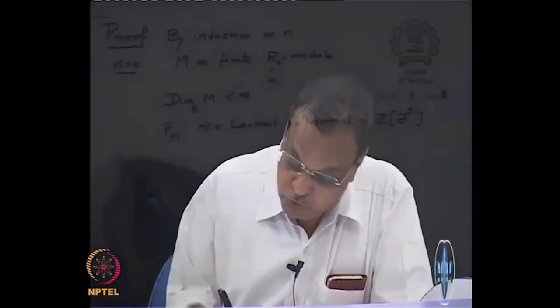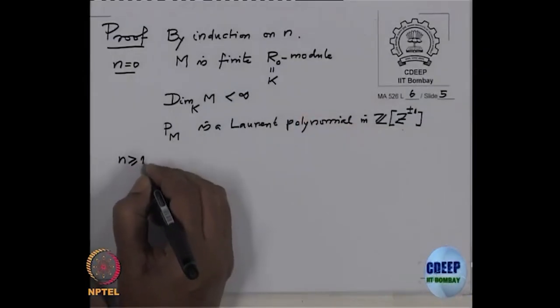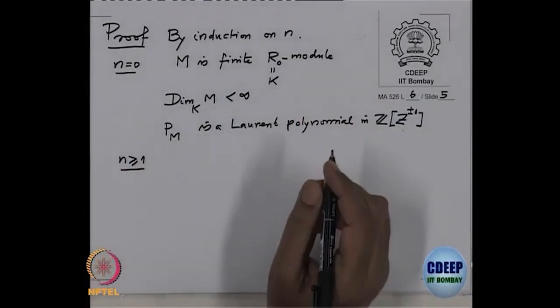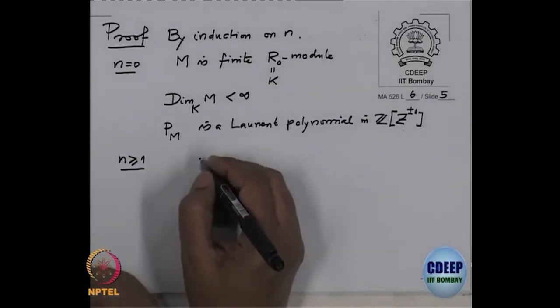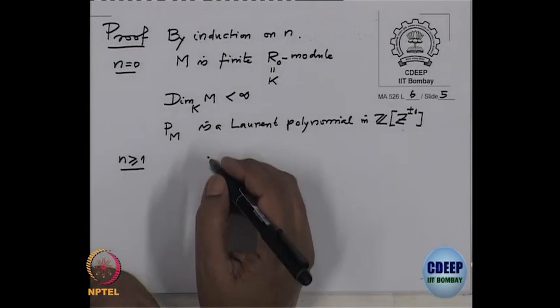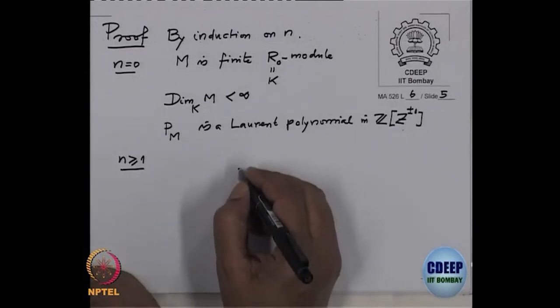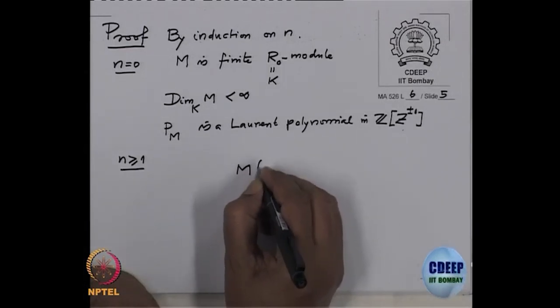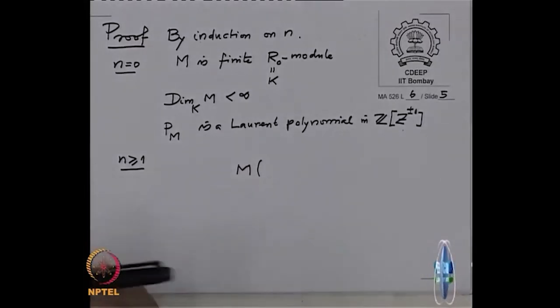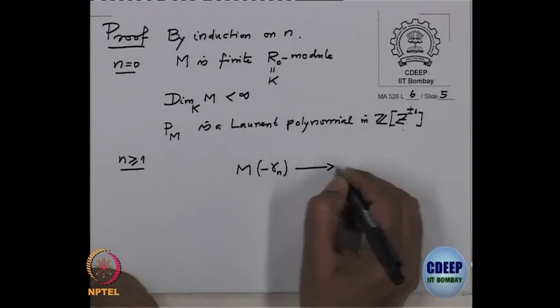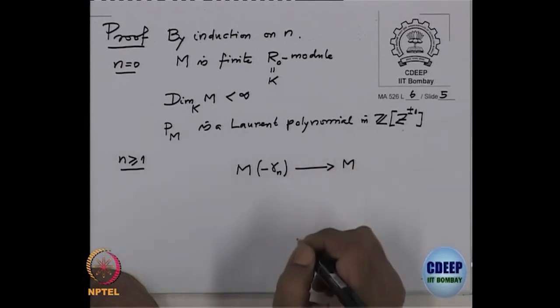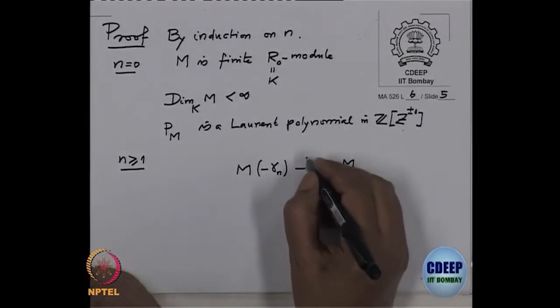So now assume n is bigger than or equal to 1, and now look at this xn. xn is of degree gamma n. So if I shift M by gamma n to the negative side, that is M shifted by gamma n, and take the multiplication map by xn.